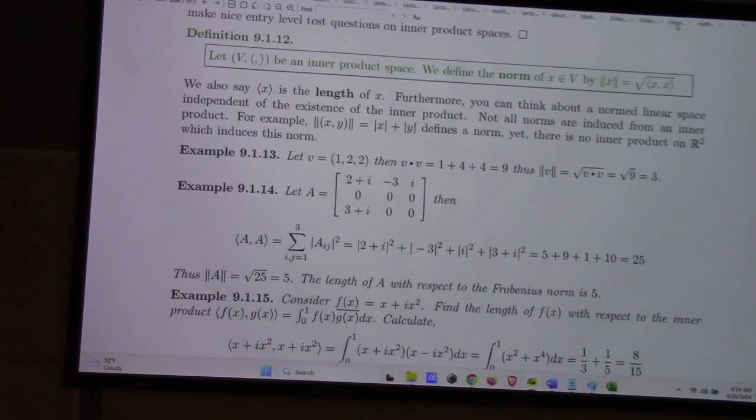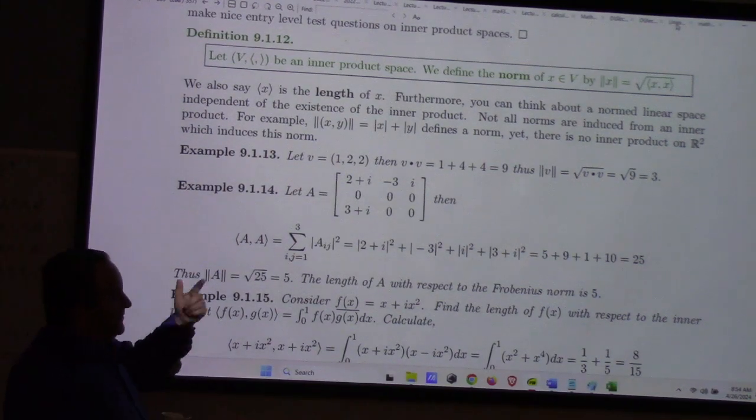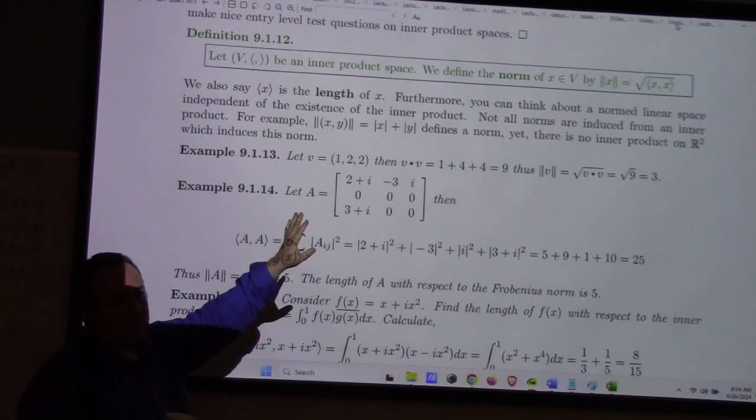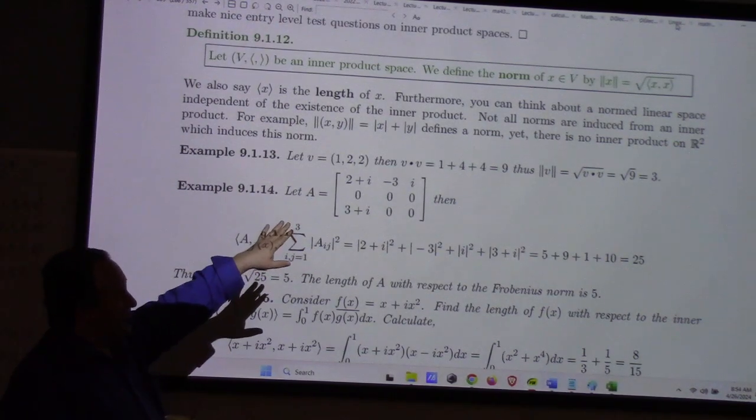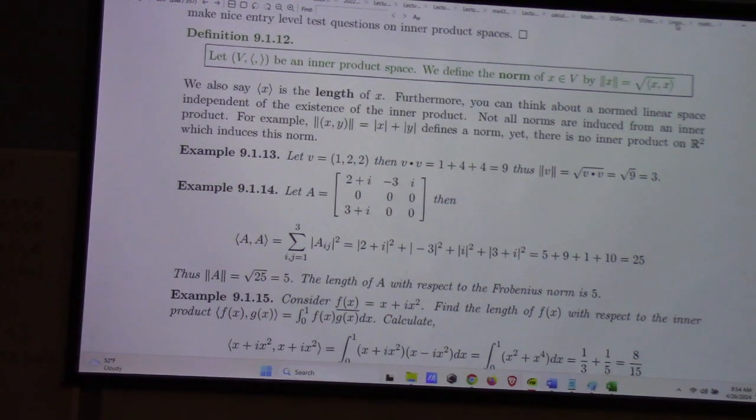We also define the norm in the same way that we just did a minute ago for (a, b, c, d). You guys told me this, the length of (a, b, c, d) was the square root of (a, b, c, d) dot (a, b, c, d), right? That generalizes: the length of x in an abstract inner product space is just the square root of the inner product of x and x. So we can define a norm, a vector length.